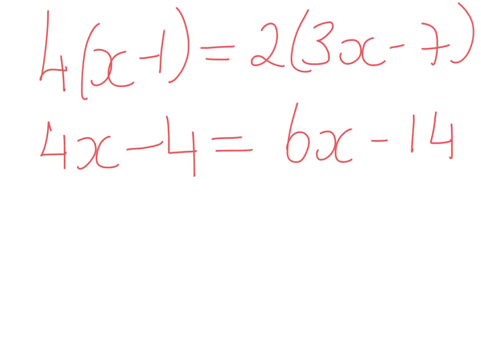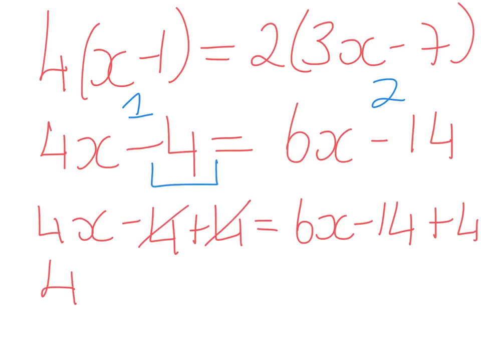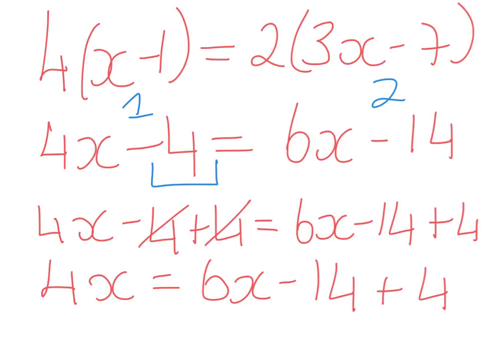Now, I'm going to deal with this side first, and then I'll deal with that side. I want to get rid of the minus 4. So we treat that the exact same way. We would write it 4x minus 4 plus 4 is equal to 6x minus 14 plus 4. Don't forget what we do to one side, we have to do to the other. They cancel each other out, and my new equation looks like 4x is equal to 6x minus 14 plus 4.